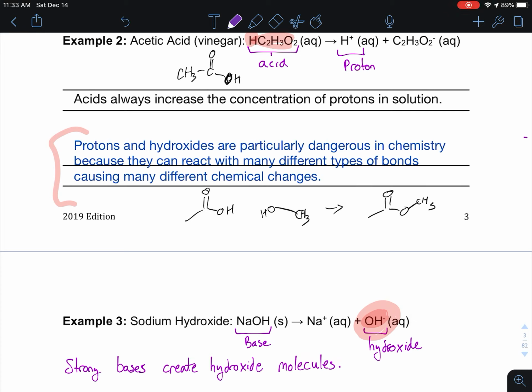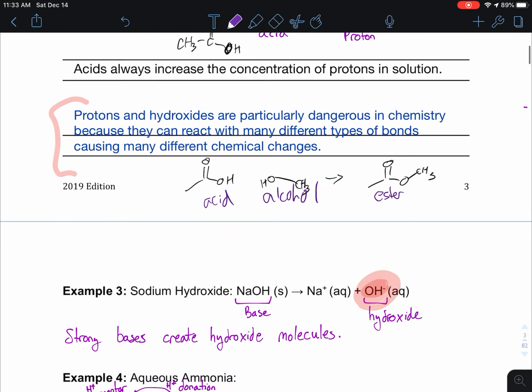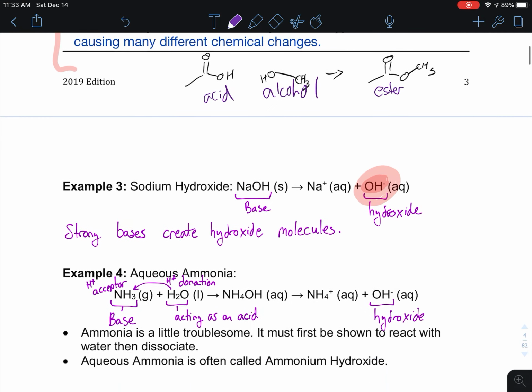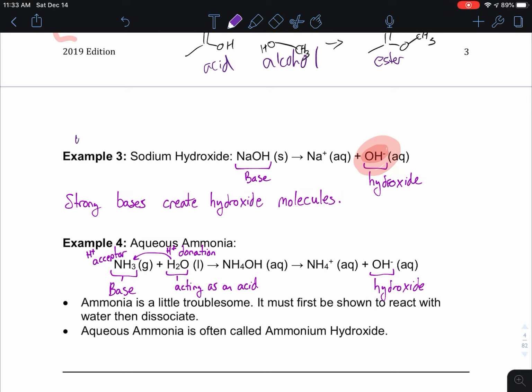Protons and hydroxides are particularly dangerous in chemistry because they can react with many types of bonds, causing many different chemical changes. So here's an example. You've got an acid here and an alcohol. This is one we would have done in an organic unit if you did Chem 30. And the product is an ester. This is one of the chemical reactions we use to create smells. And these reactions can even happen inside the body to produce scents in flowers, or, well, not in our bodies, in plant bodies.